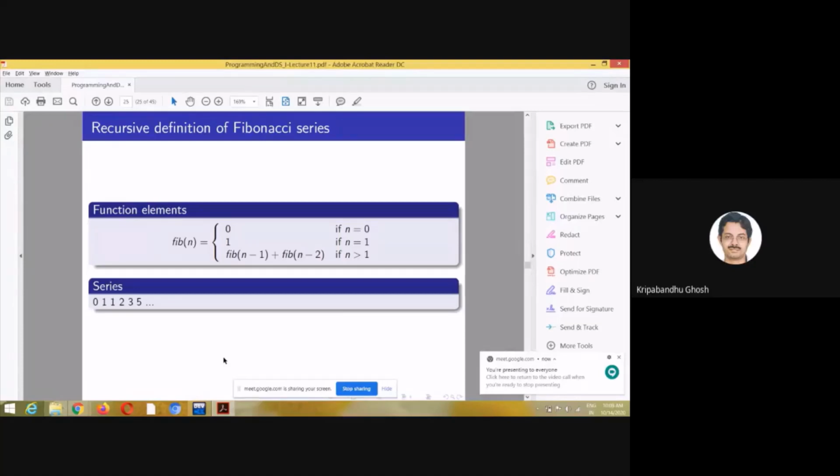So we stopped here in the last class. This is about the generation of the Fibonacci series using recursion. This is a recursive definition of the Fibonacci series.